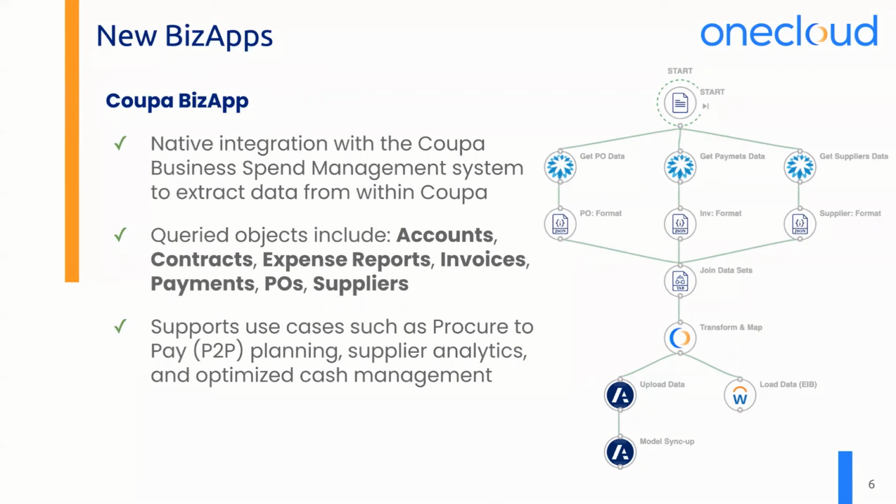Today in the Biz App, you can extract objects such as accounts, contracts, expense reports, invoices, payments, POs, and suppliers. After you pull this data, it can be pushed into many different systems within OneCloud, including planning systems like Anaplan and all of your general ledger systems.